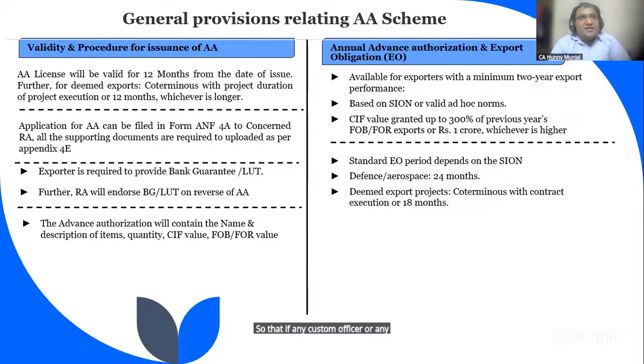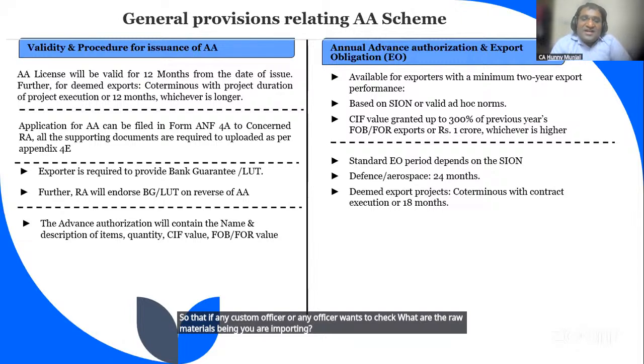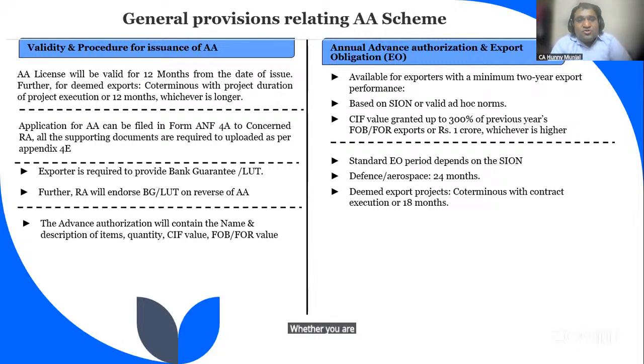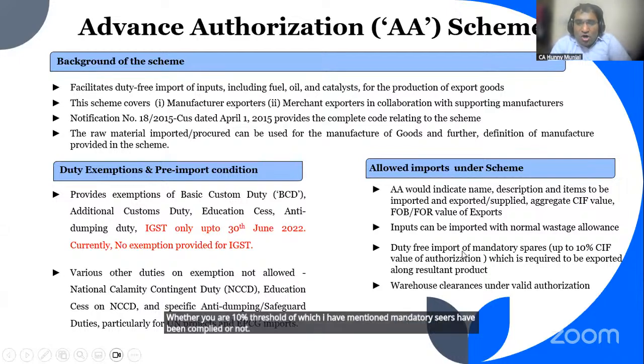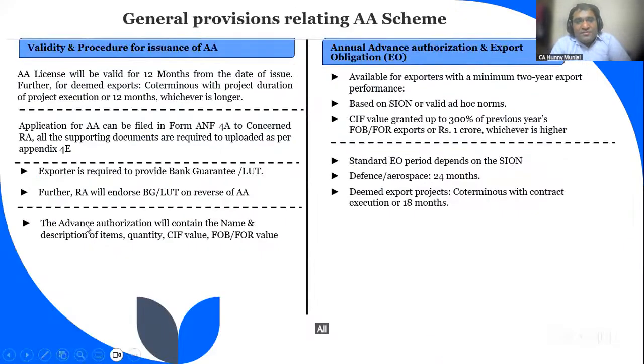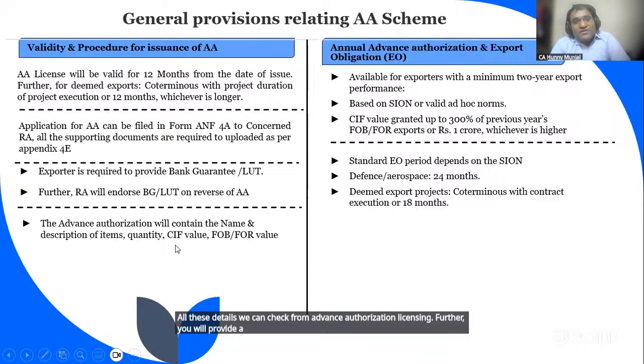wants to check what raw materials you are importing, whether you are eligible to import all these goods or not, whether your 10% threshold, which I have mentioned, mandatory shares have been complied with or not, all these details we can check from advance authorization licenses. Further, you will provide a tentative amount of the goods to be exported and CIF value for that.